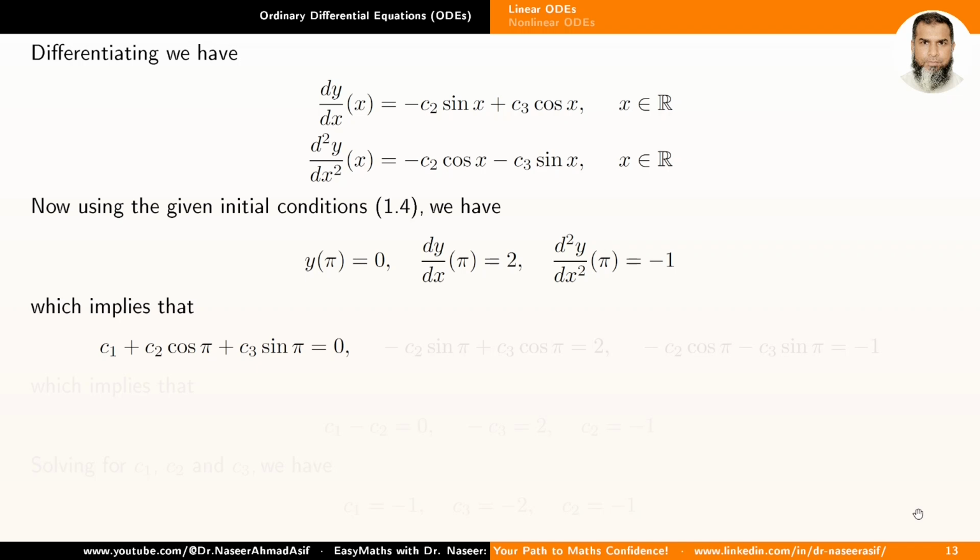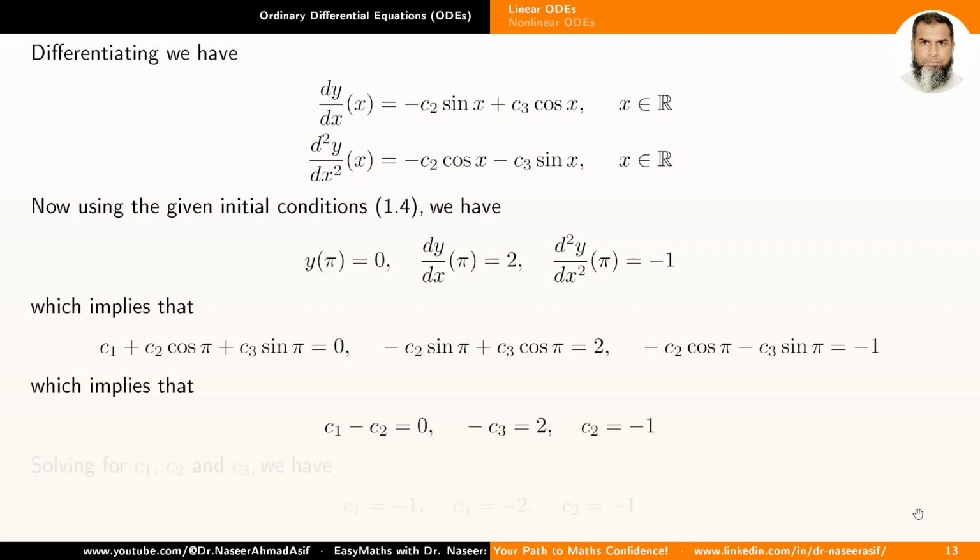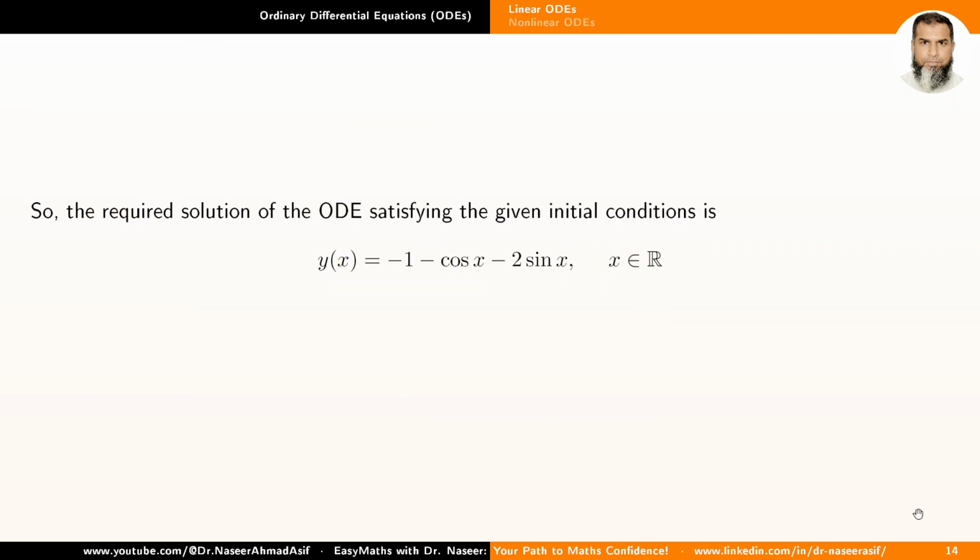So C1 plus C2 cosine pi plus C3 sin pi is equal to 0, minus C2 sin pi plus C3 cosine pi is equal to 2, minus C2 cosine pi minus C3 sin pi is equal to minus 1. So we have C1 minus C2 is equal to 0, minus C3 is equal to 2, and C2 is equal to minus 1. Solving these for C1, C2 and C3, we have C1 is equal to minus 1, C3 is equal to minus 2, C2 is equal to minus 1. So the required solution of the ODE satisfying the given initial conditions is y(x) is equal to minus 1 minus cosine x minus 2 sin x, where x belongs to R.